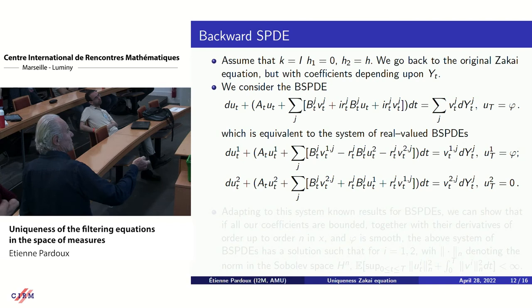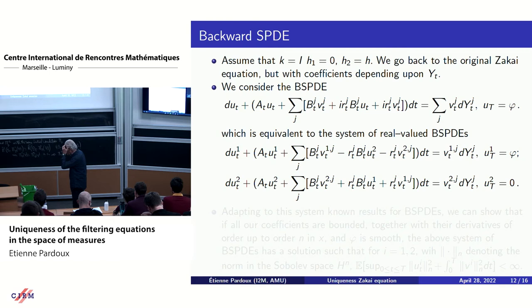And now what we do, we are going to use results for similar backward SPDEs, but which are written, of course, for real-valued backward SPDEs. So we just have to adapt the arguments to this situation with the system of two coupled BSPDEs. And okay, this works.